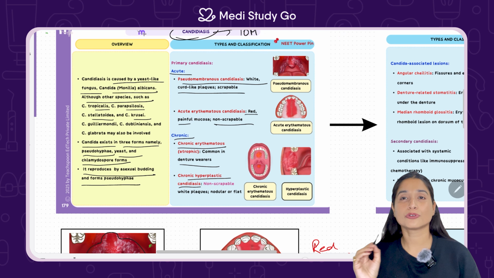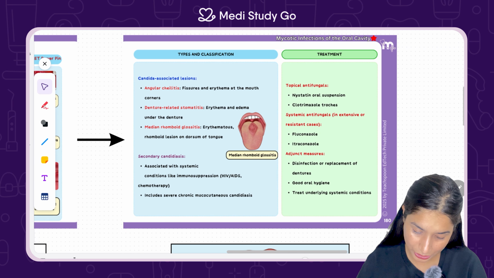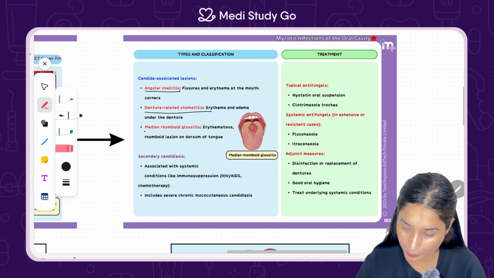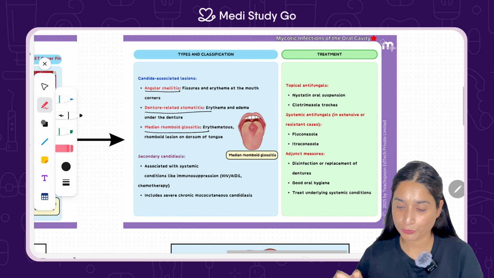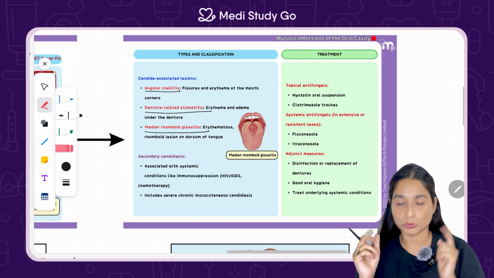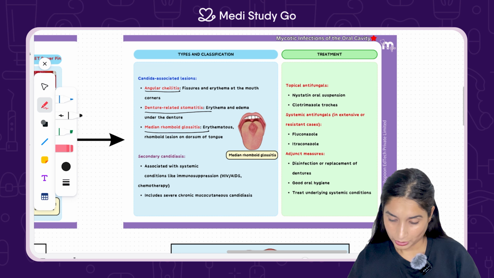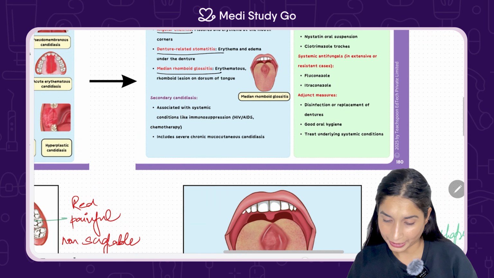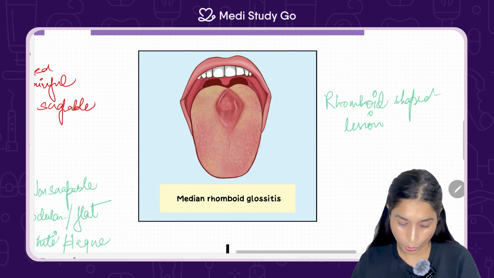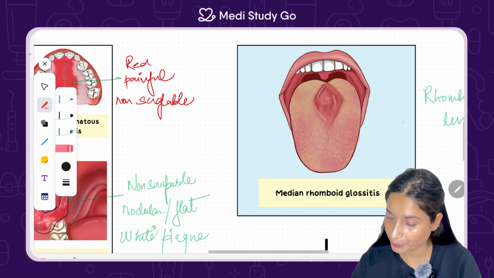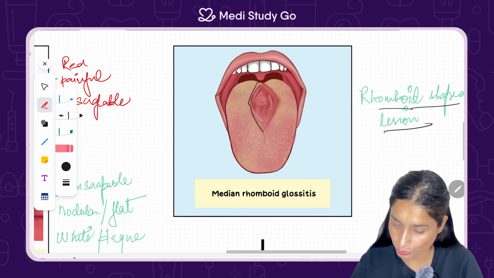So primary candidiasis is of two types, acute and chronic, and then again acute is of two types and chronic is of two types. Candida associated lesions are angular cheilitis, denture related stomatitis and median rhomboid glossitis. So angular cheilitis, you will appreciate in the fissure and the erythema at the corner of the mouth. The denture related one, of course, is because of the patient who wears a denture. Then median rhomboid glossitis, you will find an erythematous rhomboid lesion on the dorsum of the tongue. Because this lesion is rhomboid in shape, that's why it is known as median rhomboid glossitis.